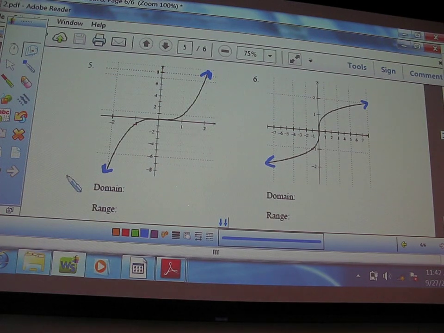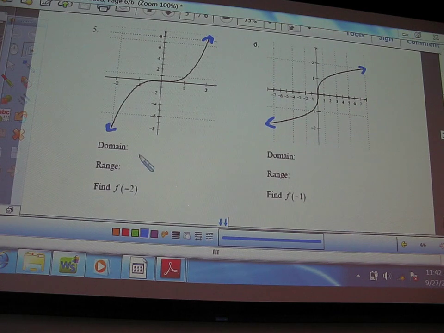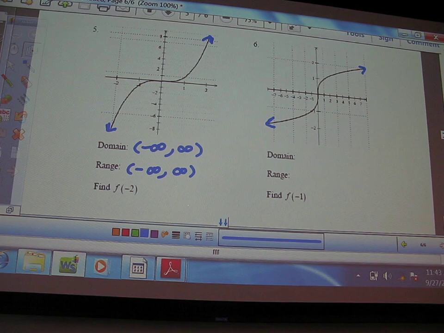Okay, so what would you guys have for your domain for this first one? How far to the left and right does it go? Negative infinity. How far to the right? Positive infinity, great. Range, same thing. Negative infinity goes down forever and ever, goes up forever and ever, so positive infinity, or you can just say all real numbers, either one's fine.